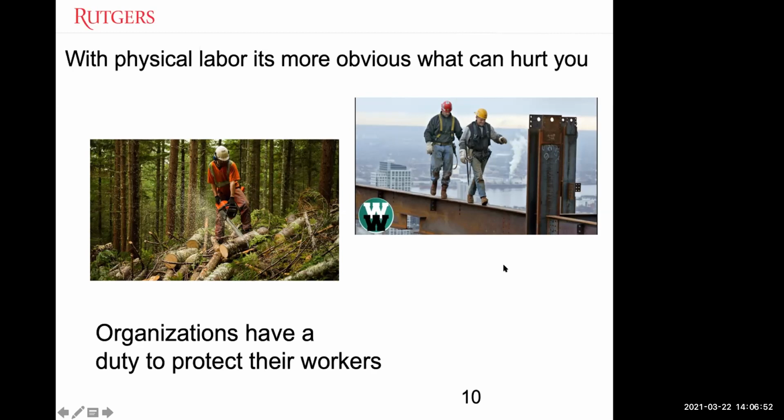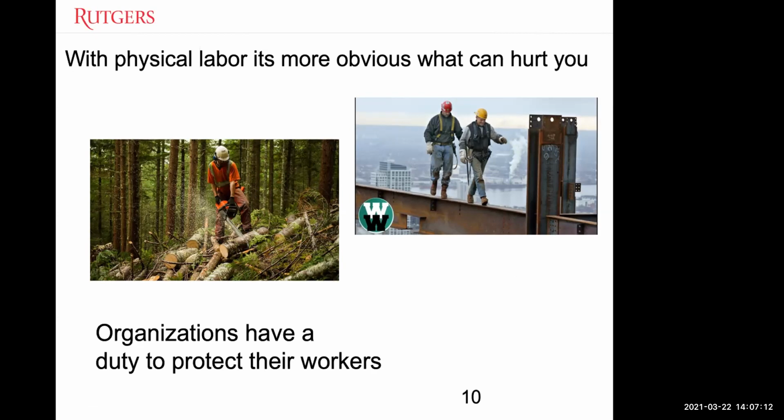And then to the right, you see these 2 fellas walking on a beam. And frankly, I don't think any of their protective devices are going to work for them should a big gust of wind come. But you can see the dangers in just these 2 photographs.